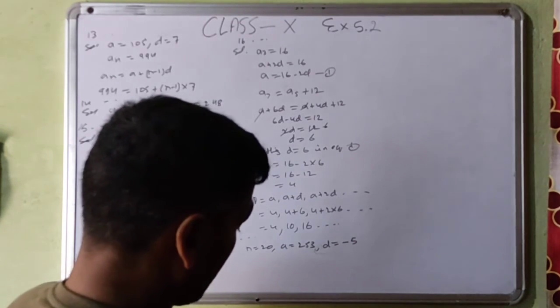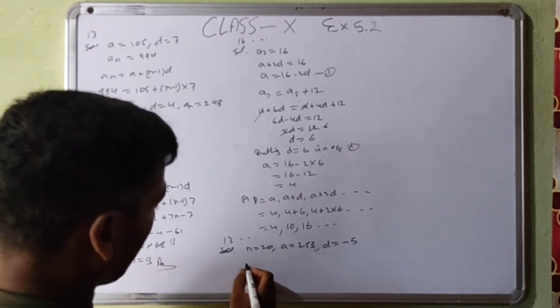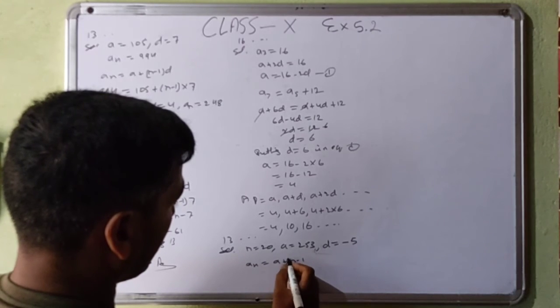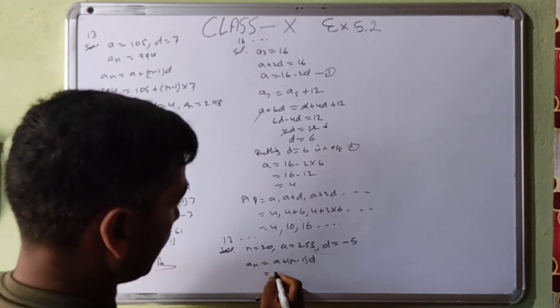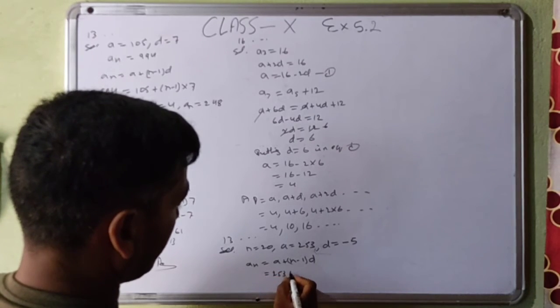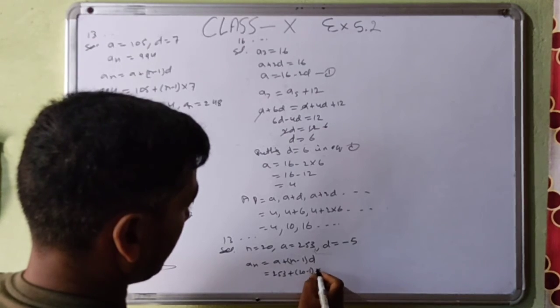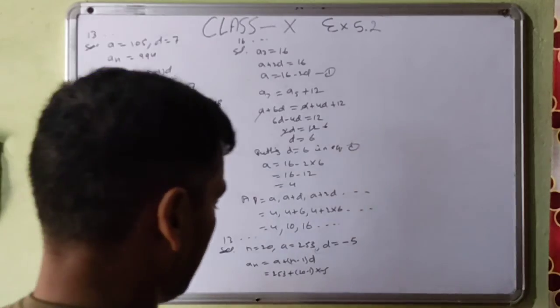Now an is equal to A plus n minus 1 D. So the value is, A value is 253 plus n, 20 minus 1, and then minus 5. After the calculation, you will find the answer.